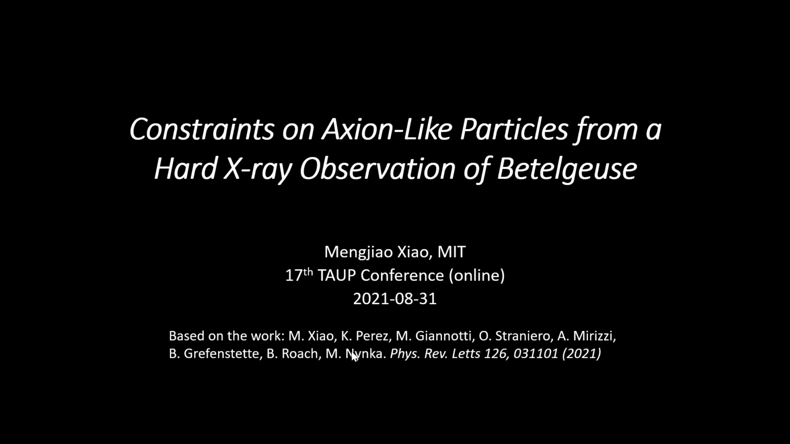I actually worked on an underground project for dark matter direct detection before, but today I'm going to tell you something about astrophysics: the constraints on axion-like particles from a hard X-ray observation of Betelgeuse.